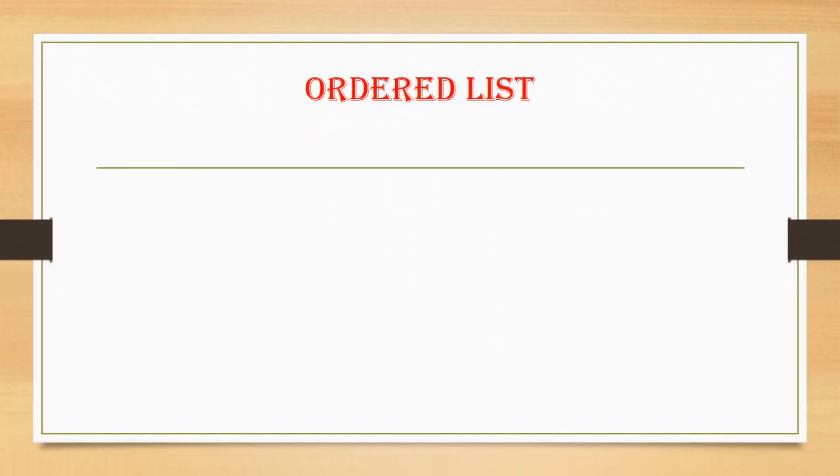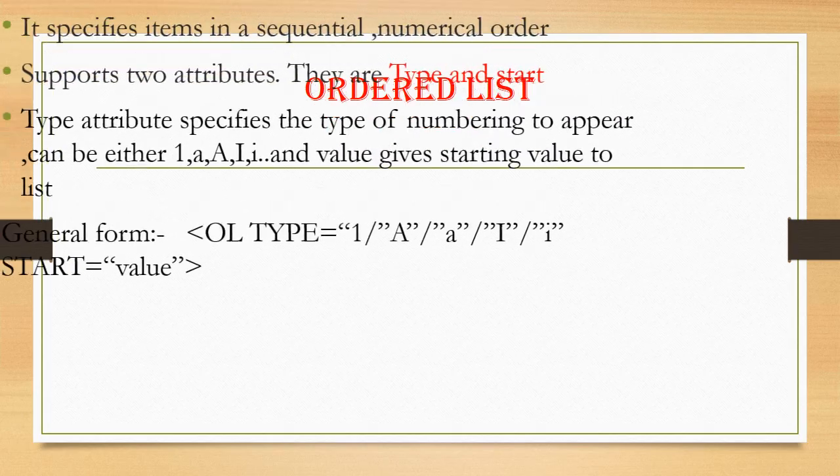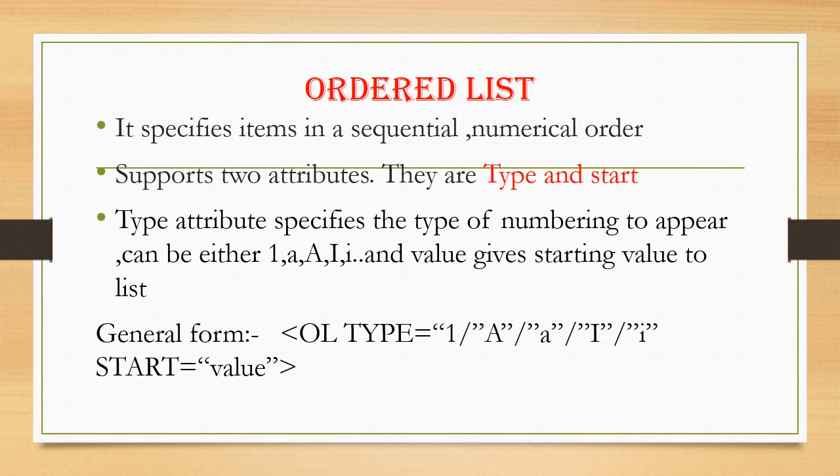What is an ordered list? The list with some numerical order or in a sequential manner, right? So not like our unordered list, which has only one attribute, that is the type. Here not only type, it is having the start value also.